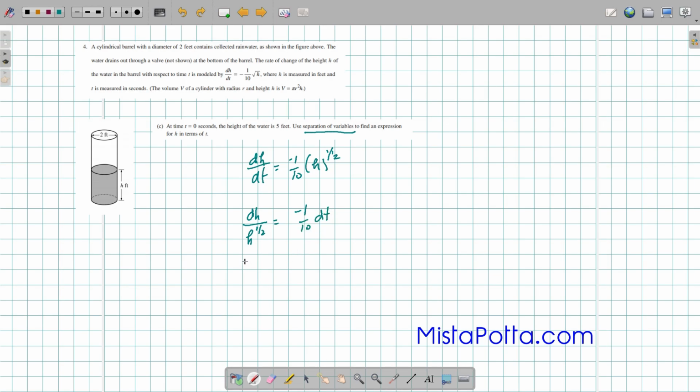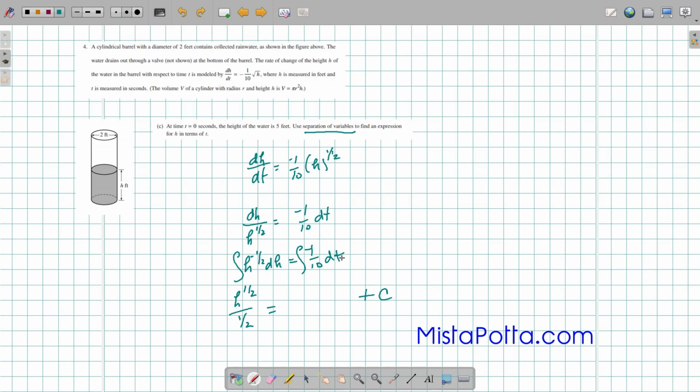Or really, I've got h to the negative 1/2 dh equals negative 1/10 dt, and I want to integrate both sides. Now, integrating both sides, I'm going to have a constant of integration, which I'm always putting on the independent side because it's going to be easier for me to solve for h by itself. The integral of this is going to be h to the 1/2 divided by 1/2.